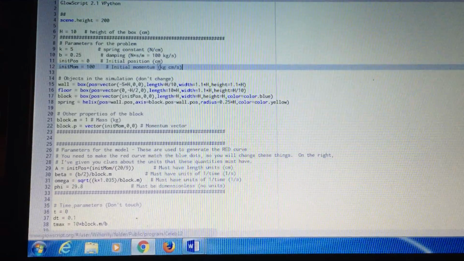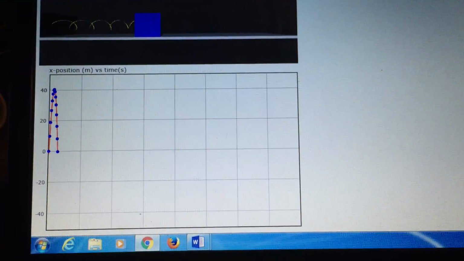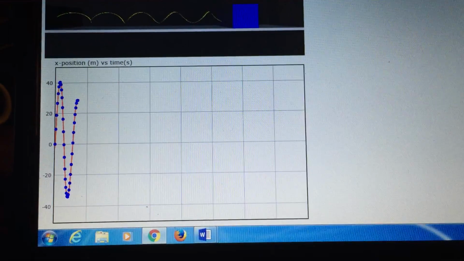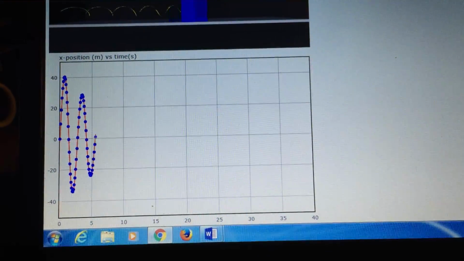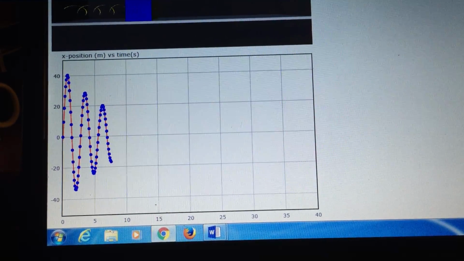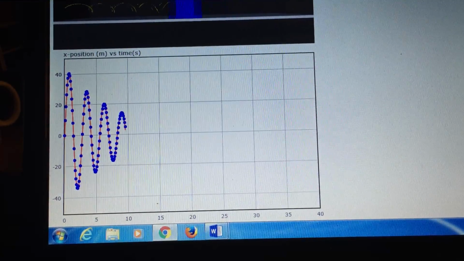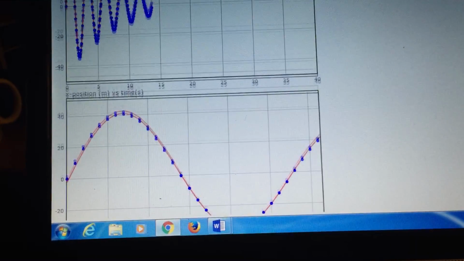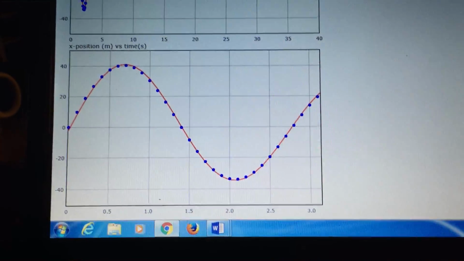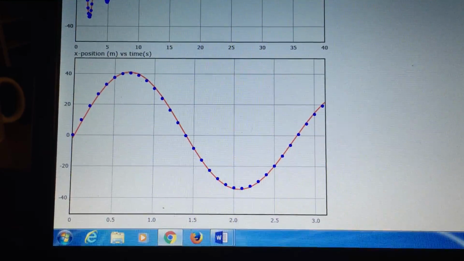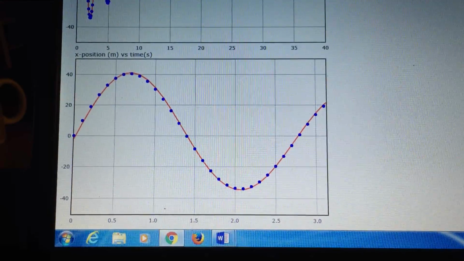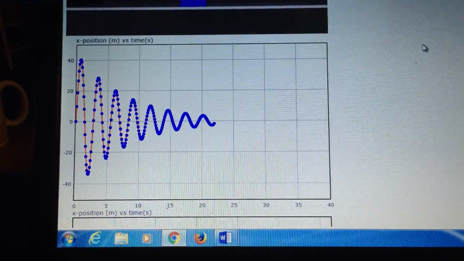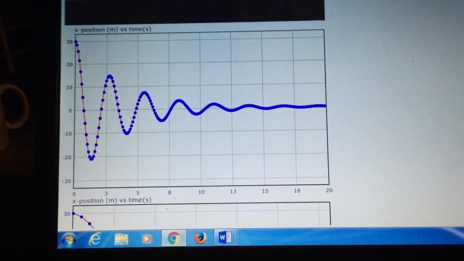And again, if we run this scenario, we see that both the analytical model and the model generated by these conditions overlap each other. And if we were to change the initial momentum of this model, both models still will overlap each other.